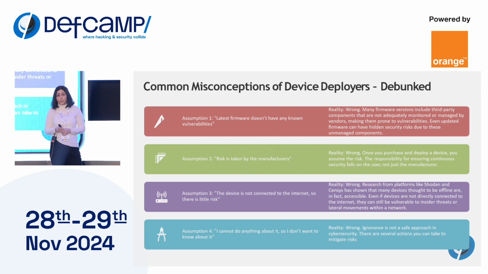The second assumption, this is very interesting, is that the risk is taken by the manufacturers, okay? So they say, this is a risk the manufacturer should take, and we don't take any responsibility. And the point is that we always tell them, as soon as you buy the device and use it in your network, you actually assume the risk. This is your network which is in danger if a cyber attack happens.